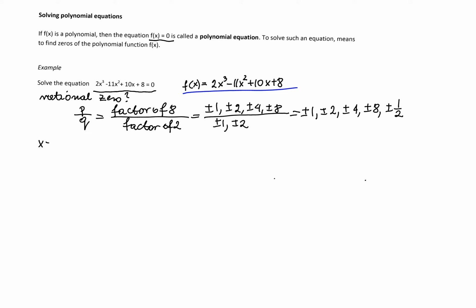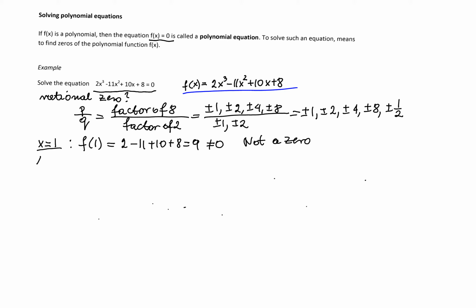So we'll start with x equal 1. Is x equal 1 a zero of the polynomial? Let's compute the value of the function at 1. This is going to be 2 minus 11 plus 10 plus 8, and that is 9. This is not 0. So the answer is that 1 is not a zero.